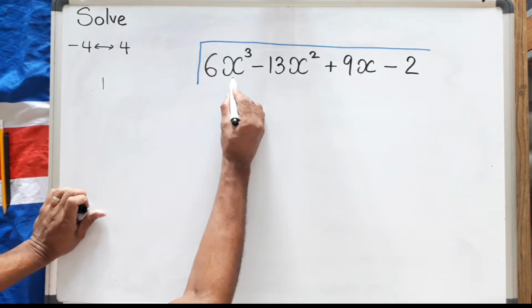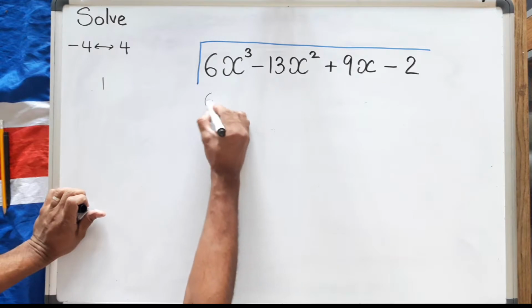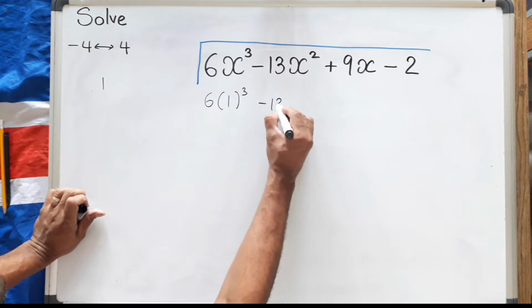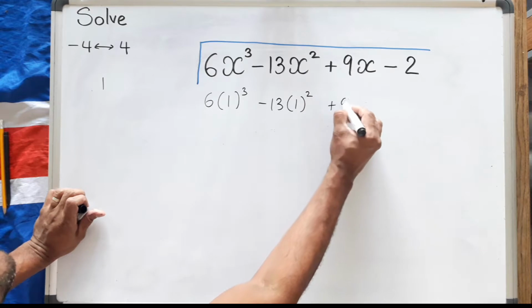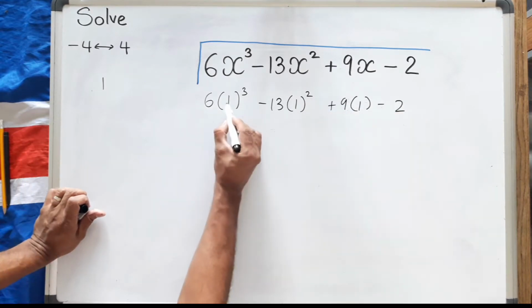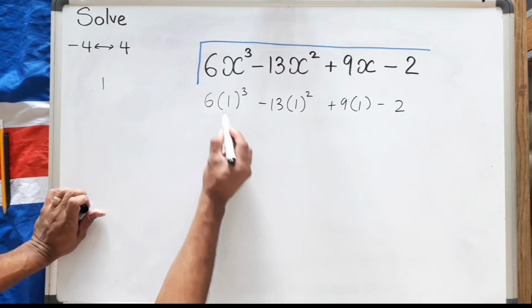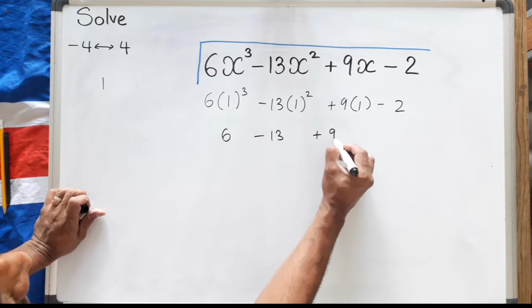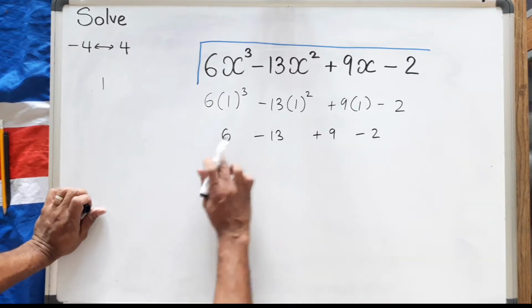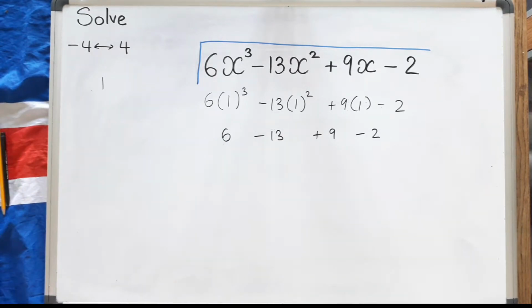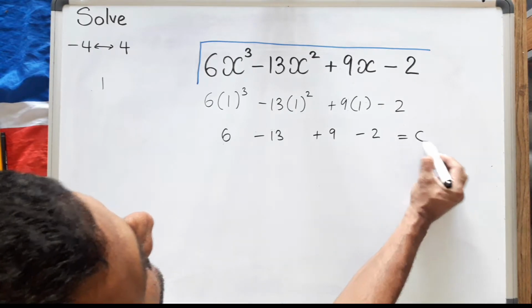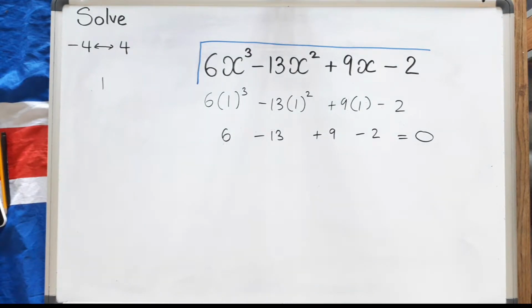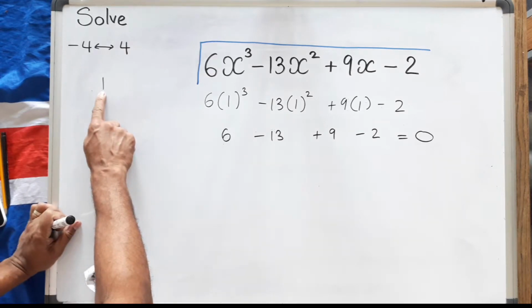If I go and replace all the x's with 1 here, 6, 1 to the power 3, minus 13, 1 squared, plus 9, 1 minus 2. Anything, 1 to the power anything is 1. You get 6 here, 13, 9, and minus 2. When you add this up, I'll just double check it to make sure. 6 minus 13 plus 9 minus 2, you get exactly 0. So now I can actually start my question, because my first guess was +1.